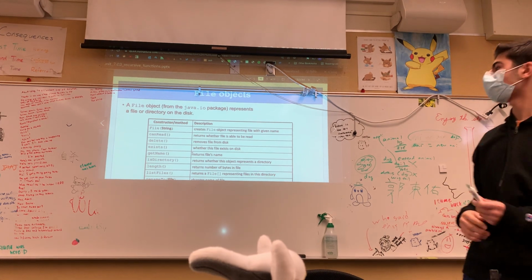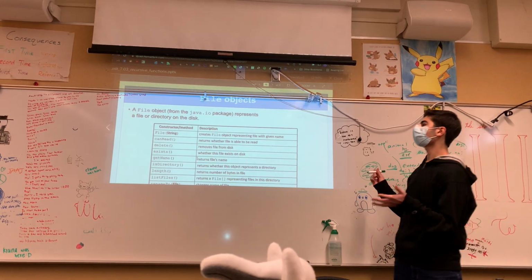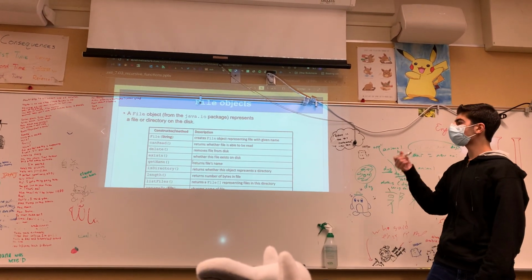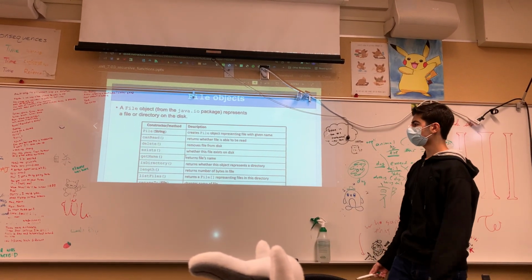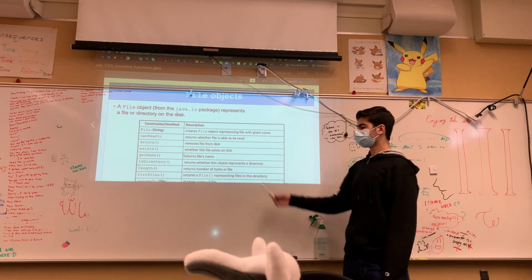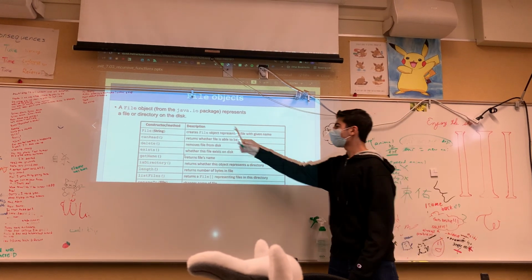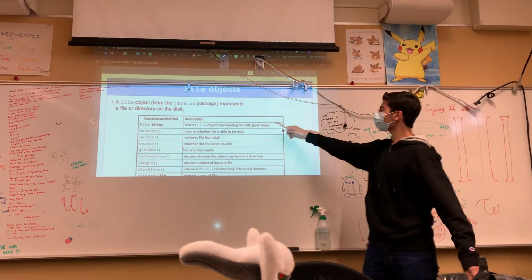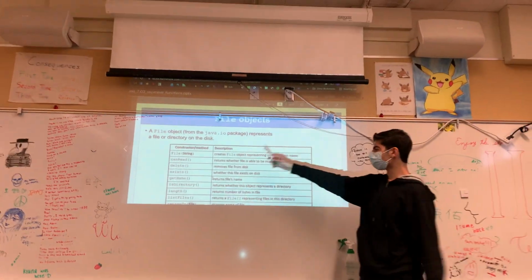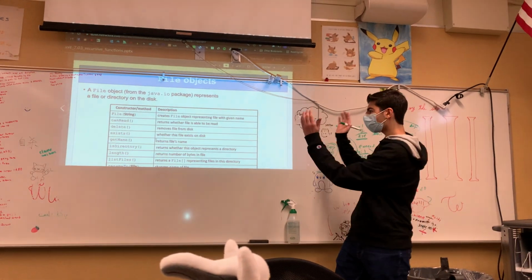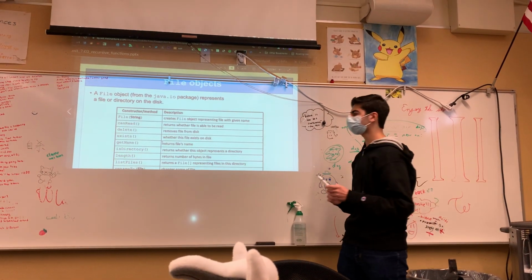Alright, file objects. A file object from the java.io package represents a file or directory on the disk. We have some constructors and methods. Do you guys want me to go through each one? Yes. Alright. File string creates a file object representing the file with the given name. The name is the string. So for example, file Evan. Evan is the name of the file.